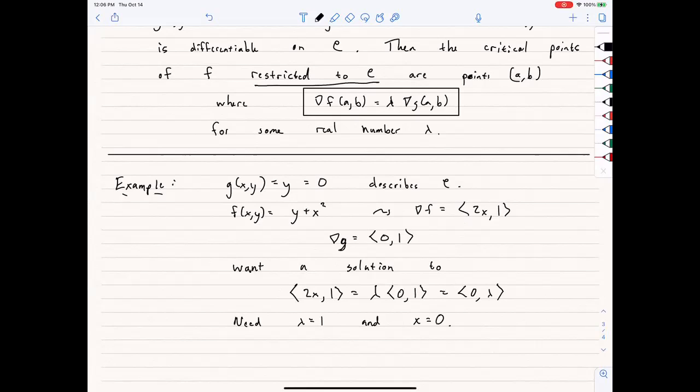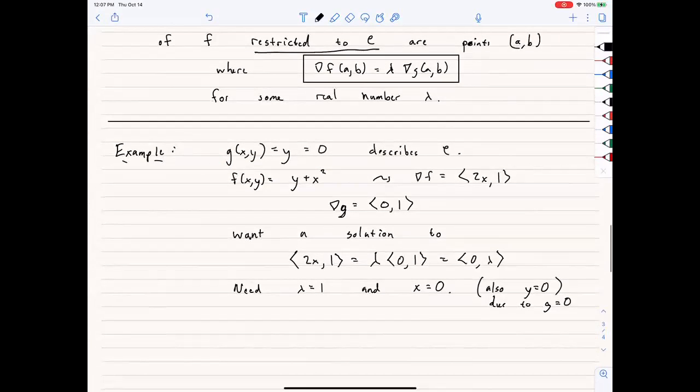But this is a part that oftentimes people forget or miss: we don't want any solution. So our solutions to this equation are not the entire y-axis. We're looking for solutions that sit on our constrained space. So we want a solution that also satisfies this constraint. Well, that just means y has to be 0 too, due to the constraint g. So the only point here is the origin.